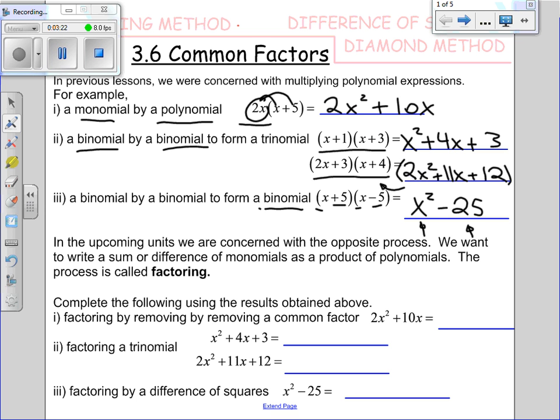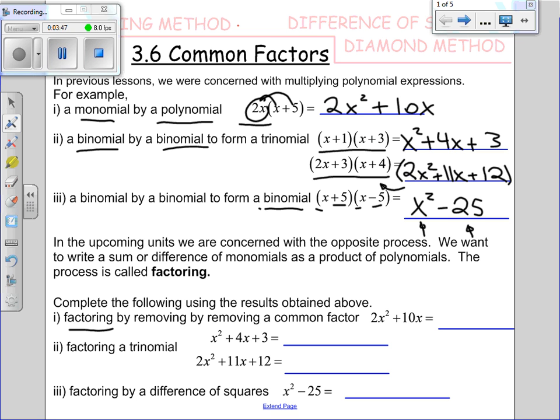A factor is something you're dividing out. So factors of 6 are 2 and 3, because 2 and 3 both divide into 6. Our goal is going to be looking for the greatest common factor. So we look down here. Factoring by removing, we copy this out. By removing a common factor.